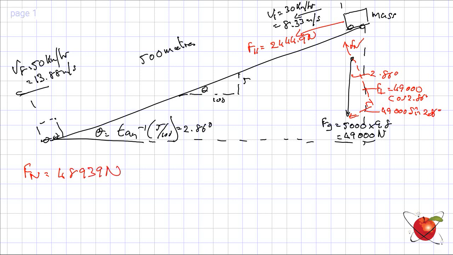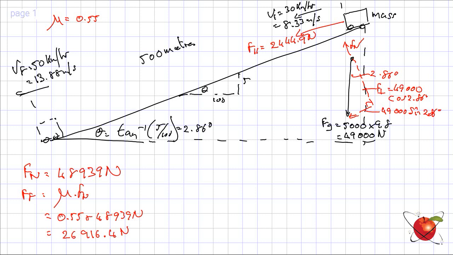Correct? And the last thing we said is that they've given us mu is equal to 0.55. Therefore, F_f is equal to mu times F normal, which is 0.55 times 48,939 newtons, which is going to be my force of friction: 26,916.4 newtons. That's the force of friction.